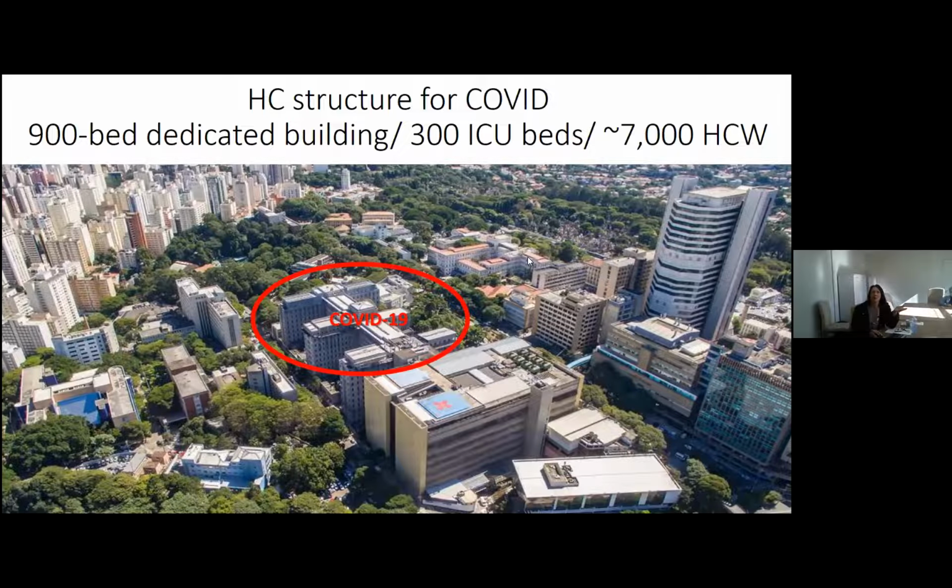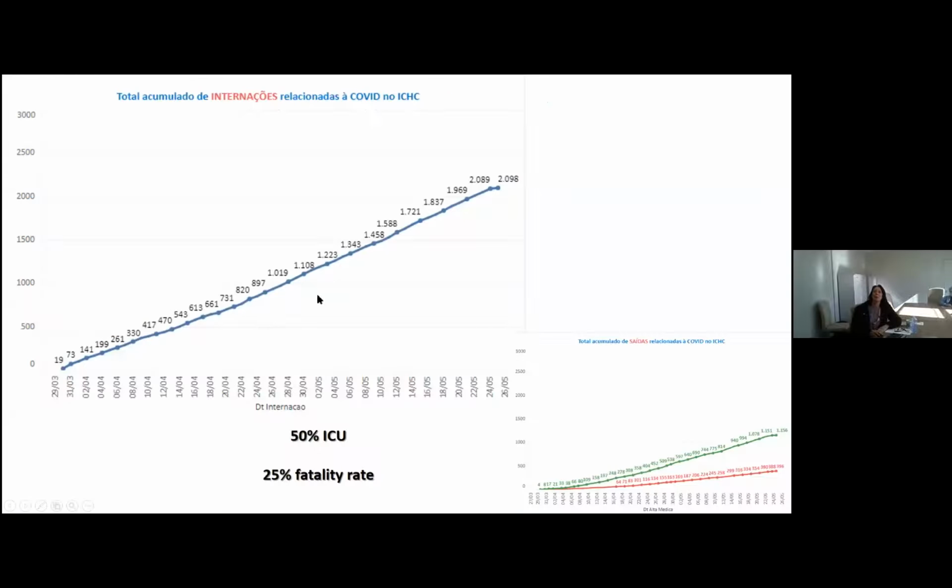So you can see the number of cases being admitted over time, up to the 24th of May. 50% of the cases admitted to our hospital go into the ICU, and our fatality rate is 25%. As you can see here, these are the patients who have left.